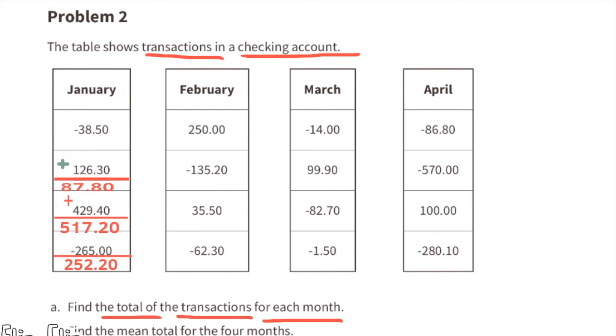Now let's look at the month of February. They start by depositing $250 and then a withdrawal where they subtracted $135.20 from their account, leaving a balance of $114.80.